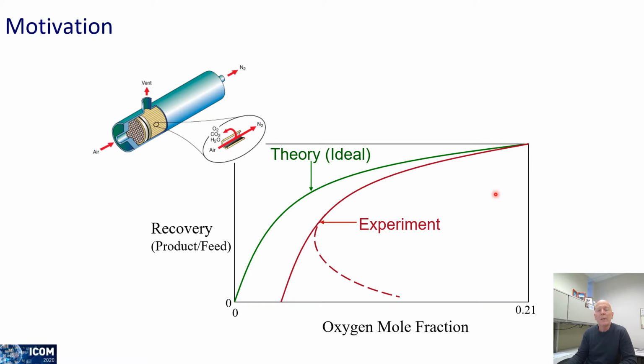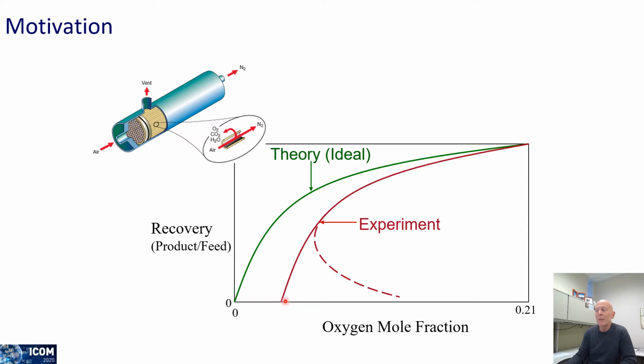However, experimentally, especially when developing modules for the very first time out of a new material, what you find when you do experiments on these modules is that the recovery curve, the dependence of recovery upon the oxygen mole fraction, follows this red line. Two things are noticeable here. First, for a given oxygen concentration in our product stream, the recovery is less than what we had hoped. Secondly, we can't go to arbitrarily low oxygen mole fractions.